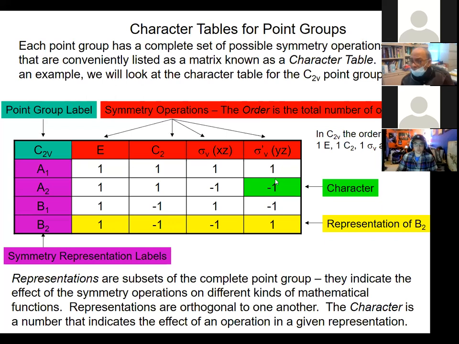So when you add all of them, it is 0. You see that you can also try that for A2 and B1. So for example, 1 times 1, 1 times -1, -1 times 1, and -1 times -1. If you add all those numbers, again, it becomes 0. So when it becomes 0, we say they are orthogonal. So all 4 symmetry representation labels in the C2V point group are orthogonal to each other.